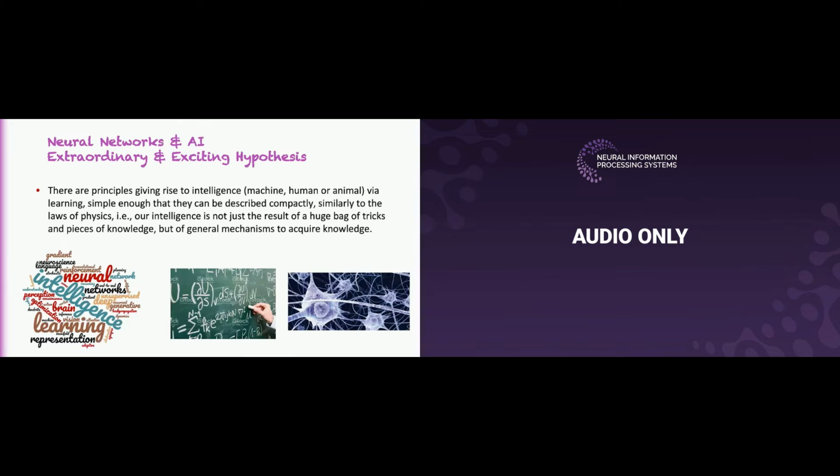So what appealed to me around '85, '86, and then continuing for decades still to today, was this, at the time, not mainstream idea, not mainstream hypothesis, that there may be a few simple principles that could explain and give rise to intelligence. And of course, if we understand those principles, then they can help us both understand our own intelligence, animal intelligence, and build intelligent machines.